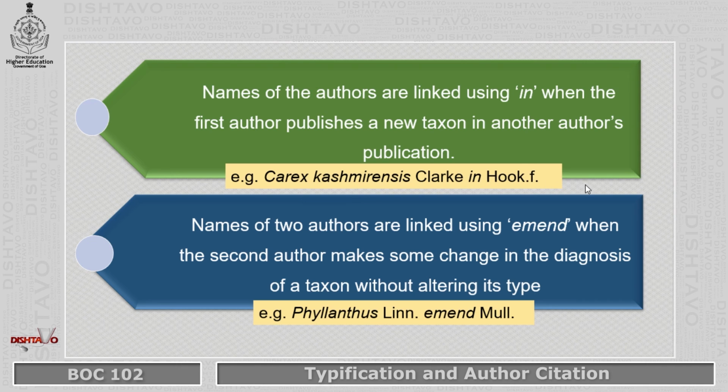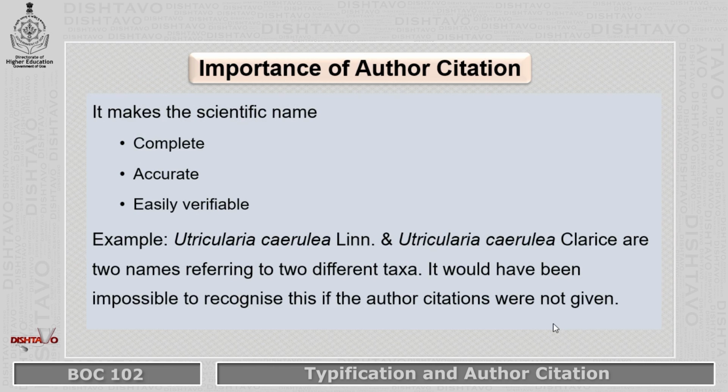The next point, names of two authors are linked using emend. when the second author makes some change in the diagnosis of the taxon without altering its type. Example, Philanthus: the description for this genus was given by Linnaeus, but later it was emended by Müller. So those are some of the rules of author citation.